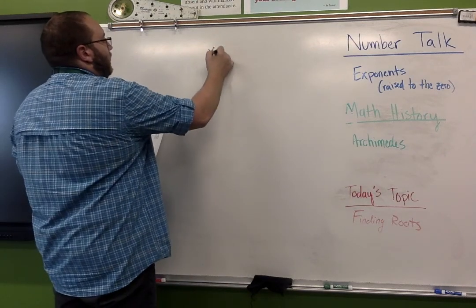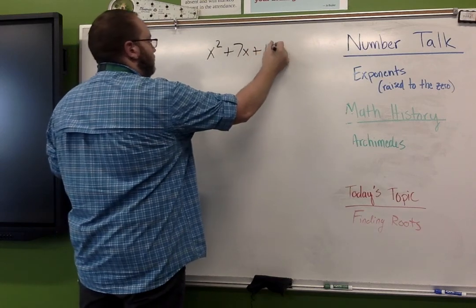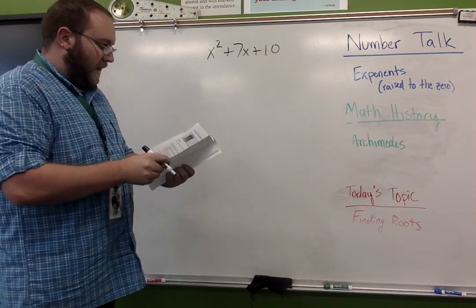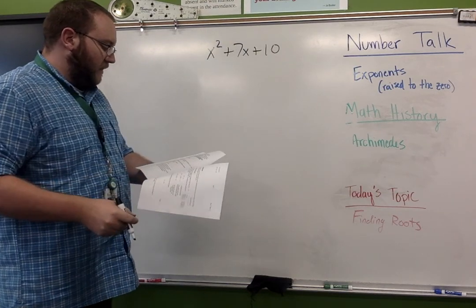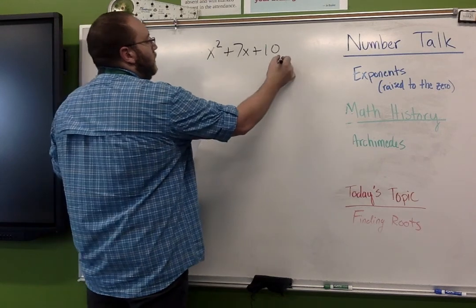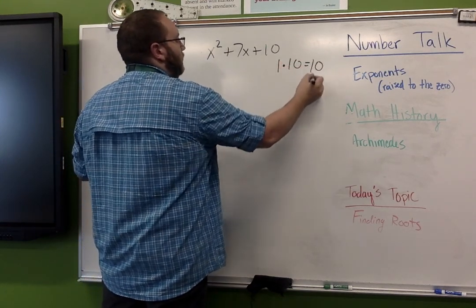So here we go. x squared plus 7x plus 10. So our first step, right, is multiply a times c, the leading coefficient times the constant. So here's the leading coefficient. It's a 1. So 1 times 10 is 10.